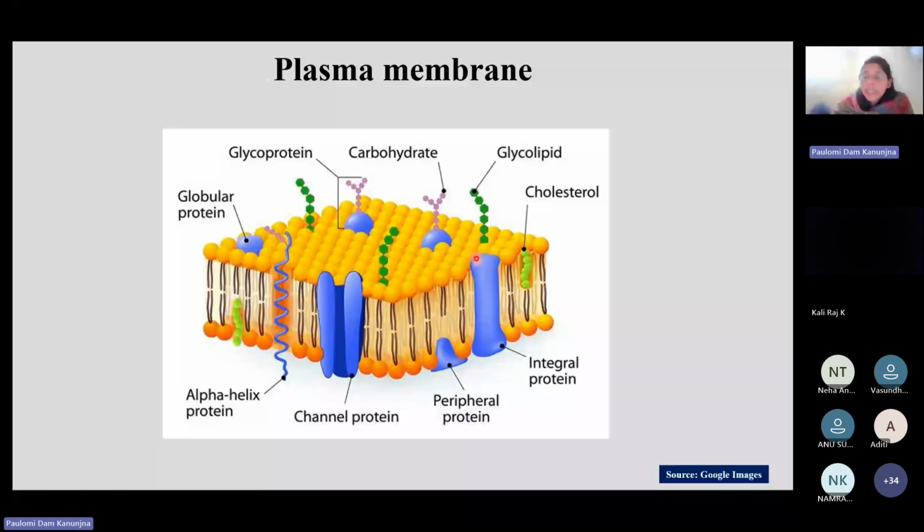Why are they integral? Because they span the whole phospholipid bilayer. These are channels because they have a conduit from where they can allow molecules to pass through. These are peripheral, only at the edges, so they only interact with the molecules at the edges. These are globular. These are on the surface, interacting with other biomolecules.